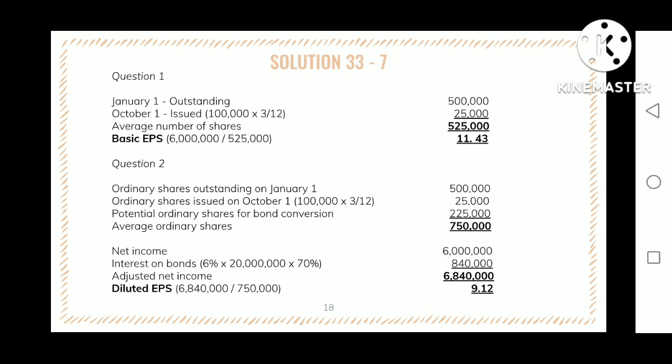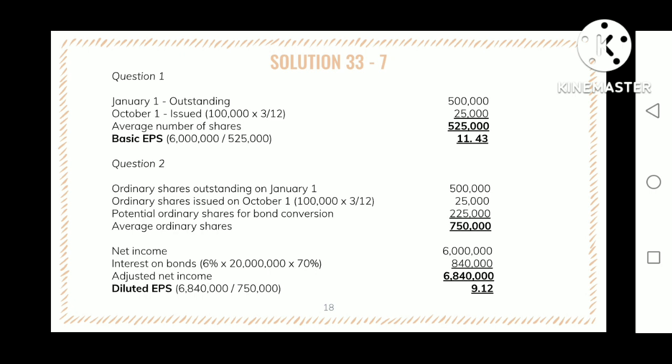So, 6 million net income divided by 525,000 average number of shares, we get the basic earnings per share of 11.43. So, let us proceed to diluted earnings per share. The formula here is net income over average ordinary shares. So, from the given, we have ordinary shares outstanding on January 1 of 500,000. Then, ordinary shares issued on October 1, which is 25,000. And then, we add the potential ordinary shares for the conversion of 225,000. We get the average ordinary shares of 750,000.